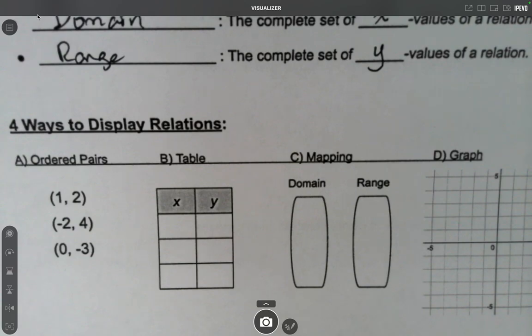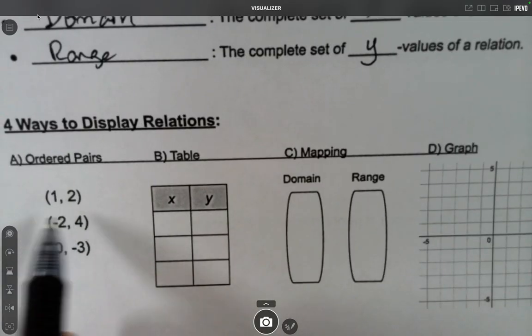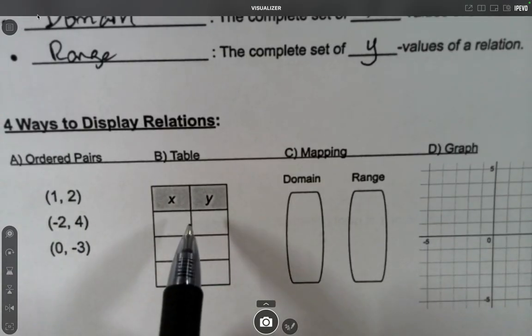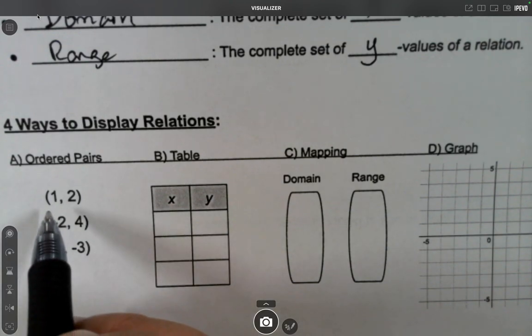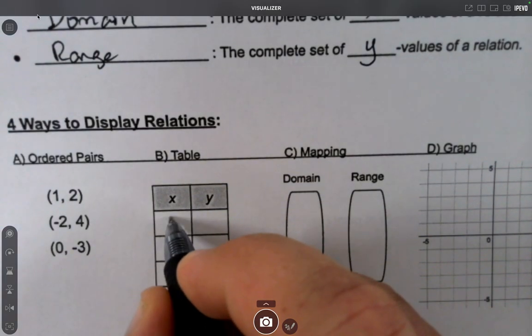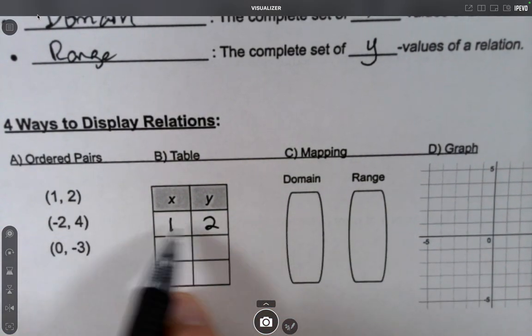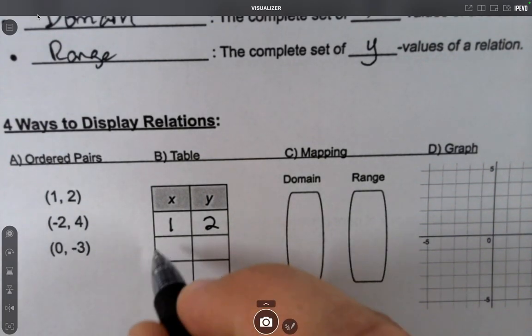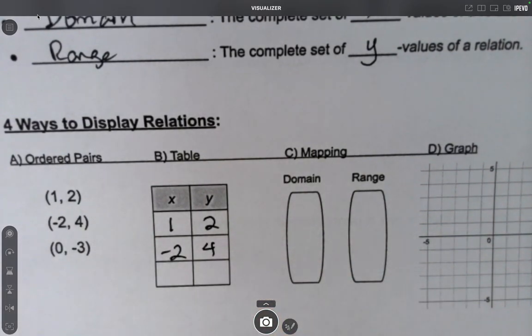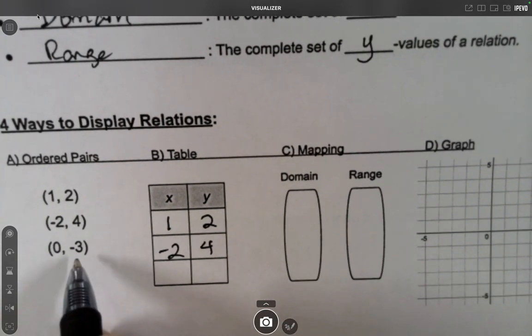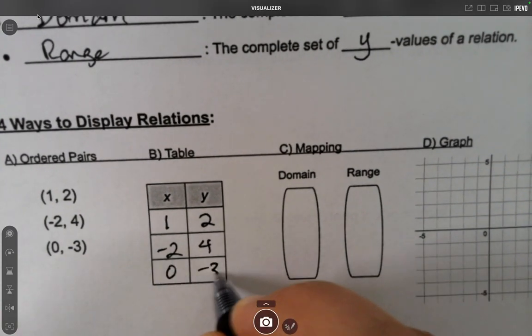So a table is really just changing it from this format to a table, meaning you literally just transpose the numbers from the parentheses to these boxes. So 1, 2. So just like 1, 2. Negative 2, 4. 0, negative 3.